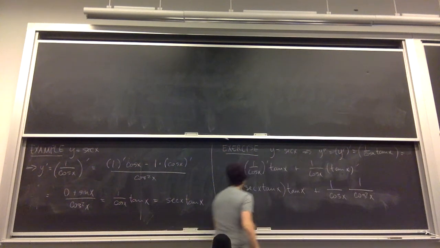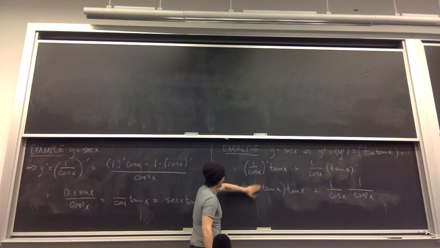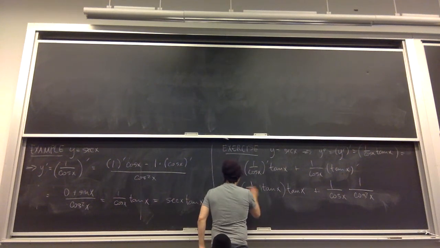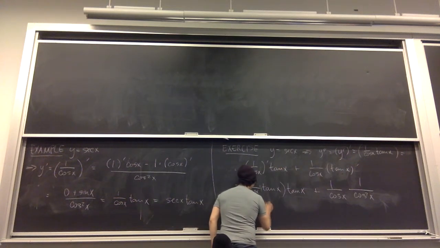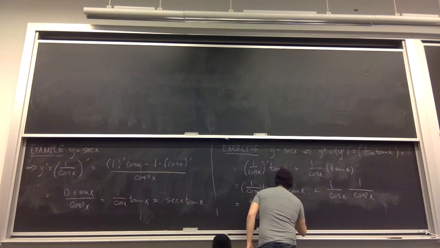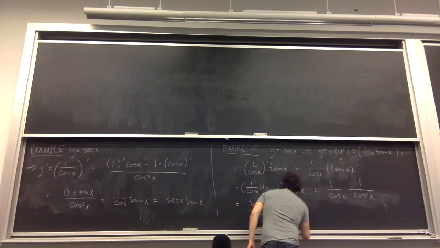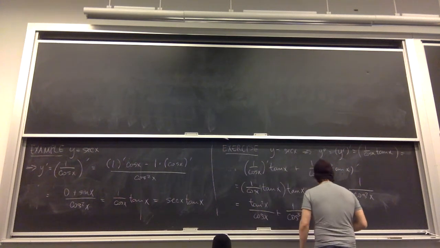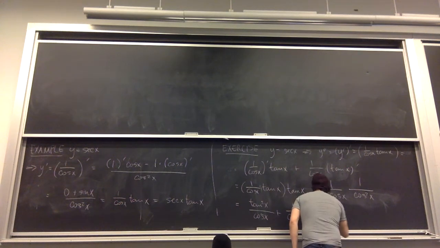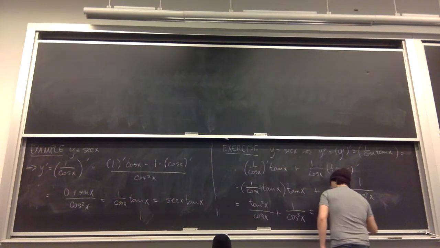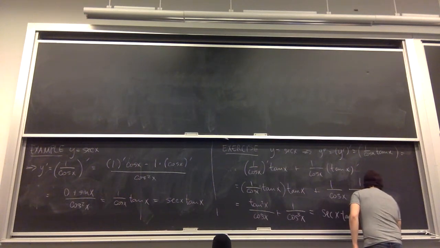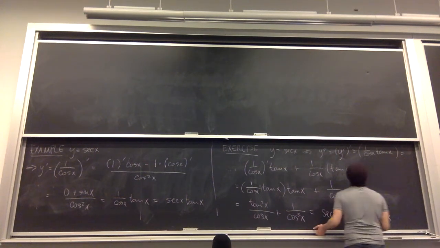Okay, so what do we get? Maybe I shouldn't have written a secant here, just to keep everything the same. I'll just write 1 over cos of x. So you're going to get tan squared x over cos of x plus 1 over cos cubed of x. Or alternatively and equivalently and equally correct, secant x tan squared x plus secant cubed x.